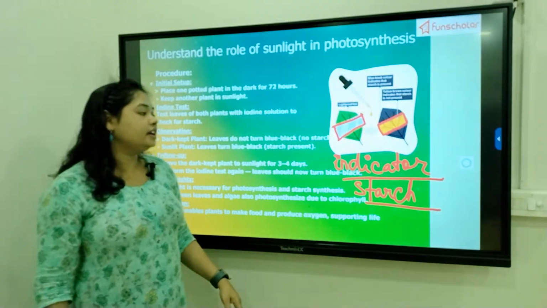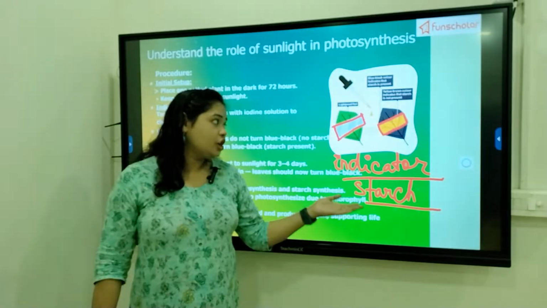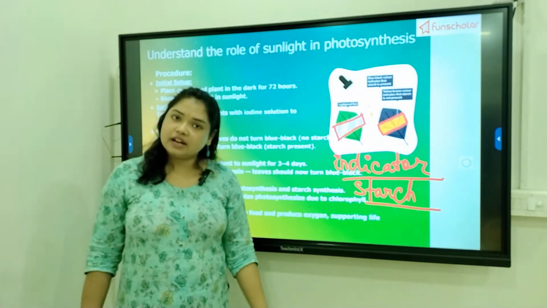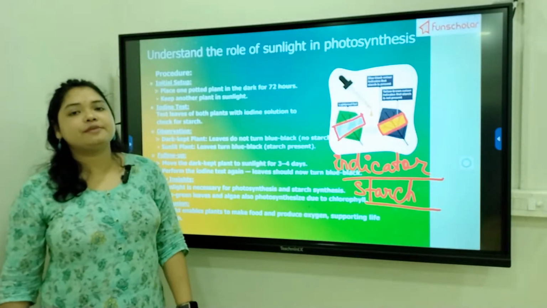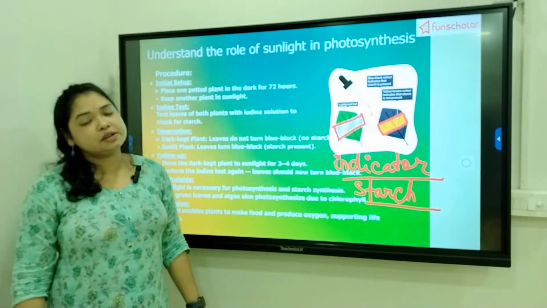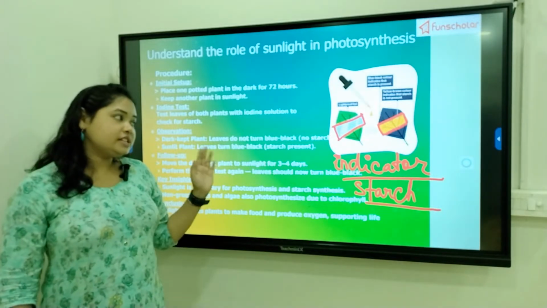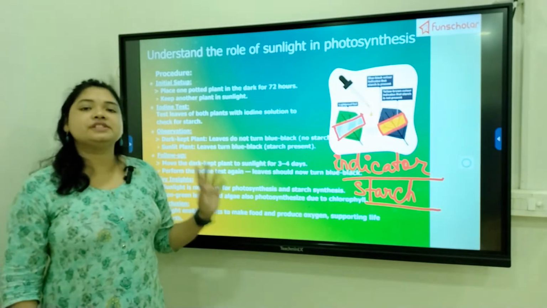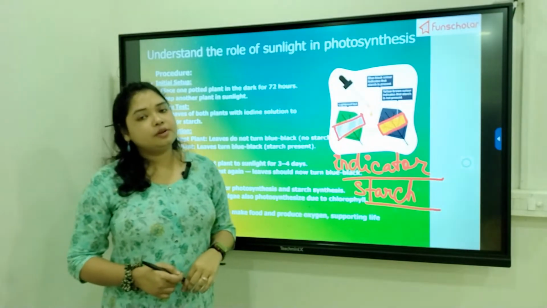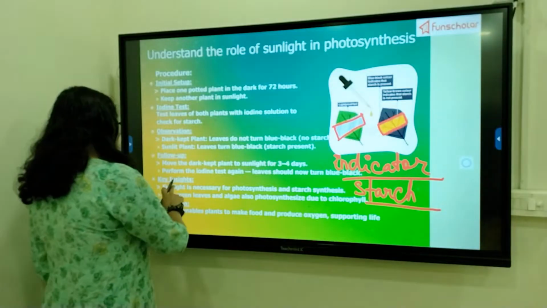Since iodine is an indicator for starch, wherever there is this dark blue color, we can understand that these regions have stored starch because these regions could photosynthesize and prepare their own food. So this experiment proves that the presence of sunlight is essential for the process of photosynthesis.